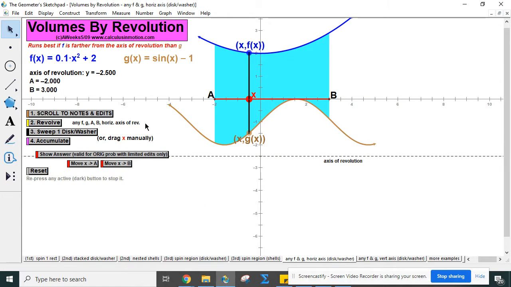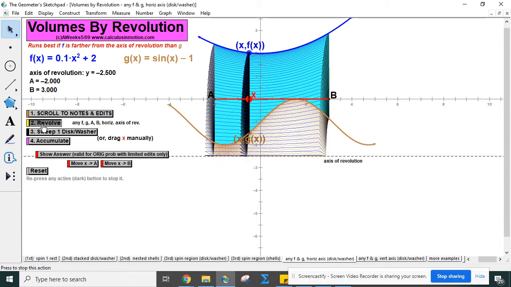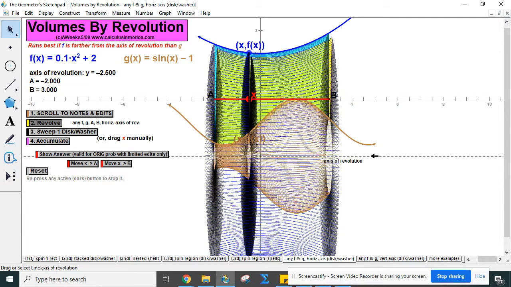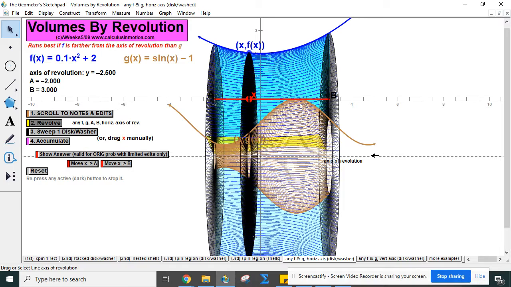Okay, now I have two different functions. So I have f of x and I have g of x. And as I go on, the distance between them changes. If I revolve that around my axis of revolution, looks like I have a vase in the middle.